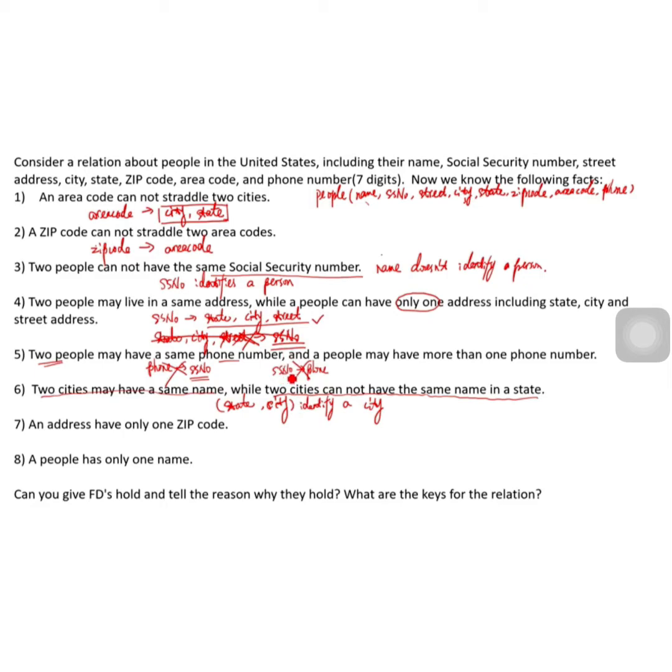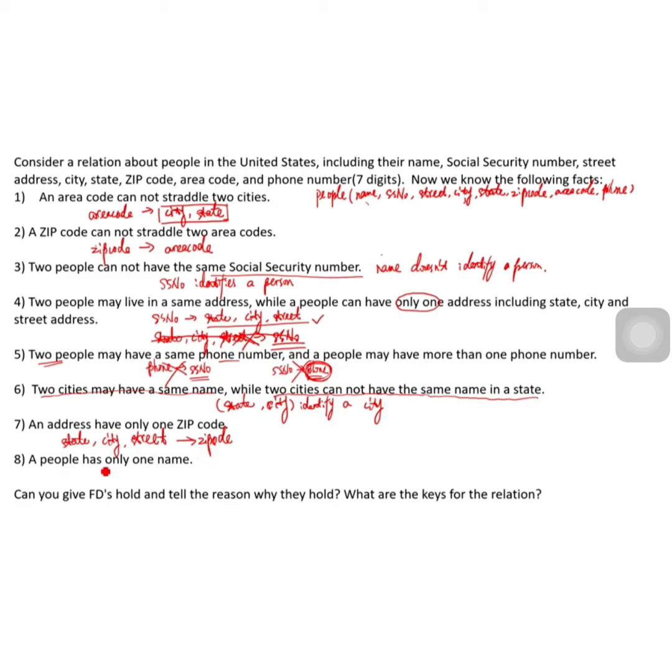A person may have more than one phone, so the component on this can be not the same. And the next one: an address has only one zip code. Address includes state, city, and street, and has only one zip code, so this FD holds.